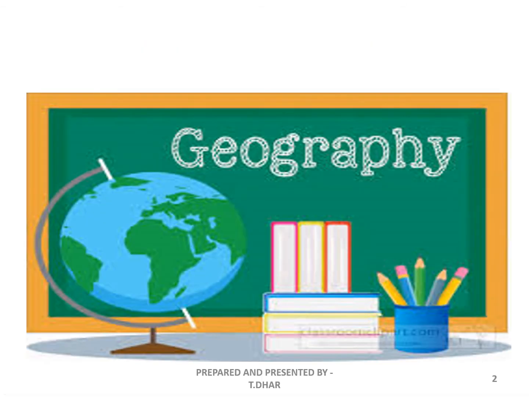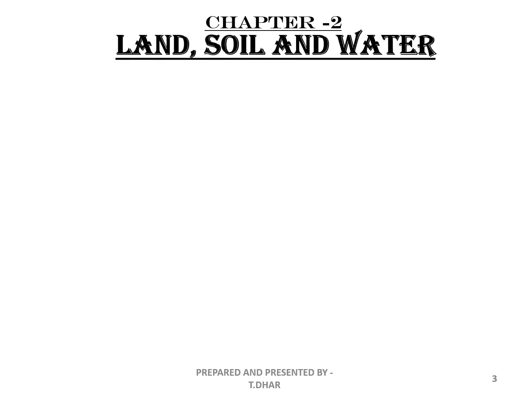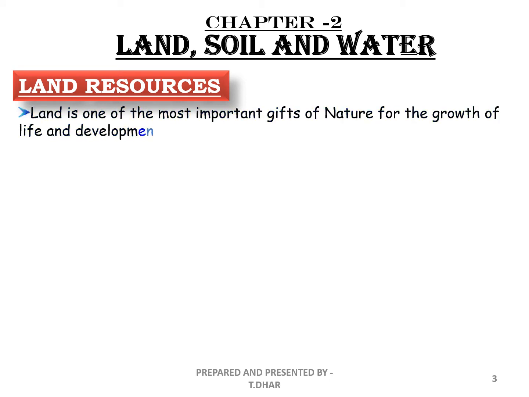We're going to learn Geography of Class 8 from MBoSE syllabus. Today we are going to start with Chapter 2, that is Land, Soil and Water. The first subtopic under this chapter is Land Resource.